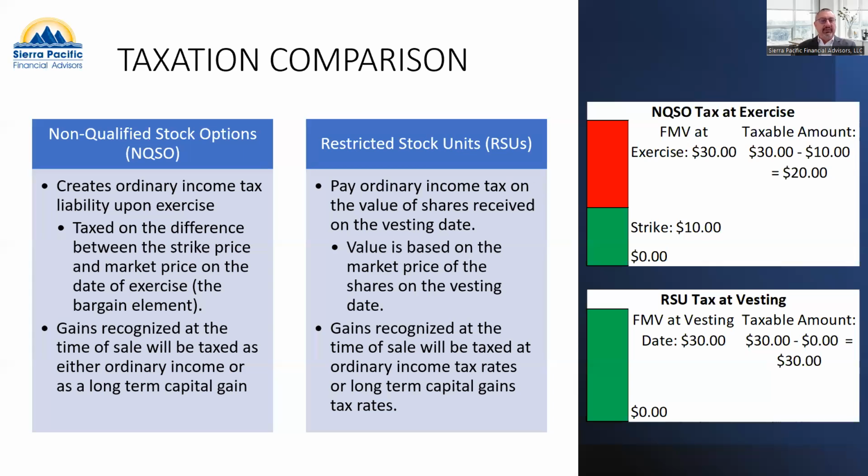For restricted stock units, you pay ordinary income tax on the value of shares received on the vesting date. And that value is based on the market price of the shares on the vesting date. And once again, gains recognized at the time of sale will be taxed at ordinary income tax rates or long-term capital gains tax rates, again depending on your holding period, less than a year, more than a year. So for the tax at vesting for an RSU, since you got it for zero, but it was worth $30, that whole $30 is the taxable amount when those RSUs vest.